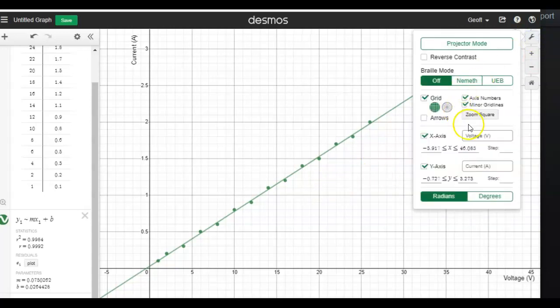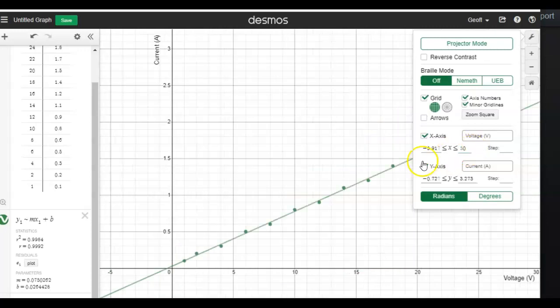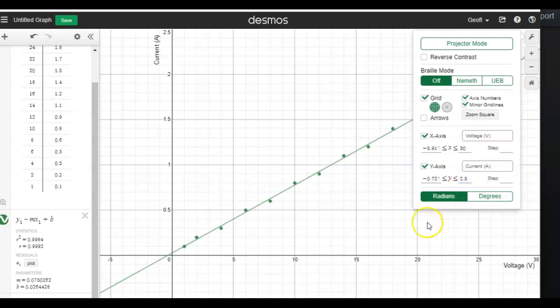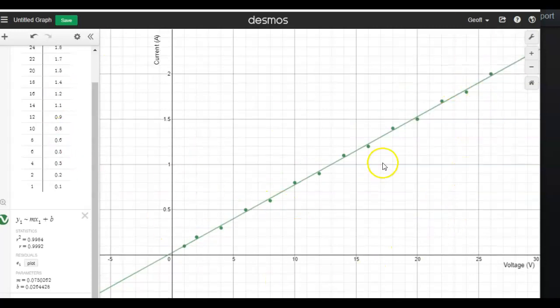I might as well get really obsessive about it. The maximum voltage is 26, so let's go up to 30. Okay. And the maximum current is 2 amps. So let's go from negative something, negative half, give or take, to maybe 2.5. Okay. And now that's pretty much using the big area, so we're not wasting any space. It's easy to see that it's a really clean linear relationship. So let's record our data and then go to the second part of the data collection.